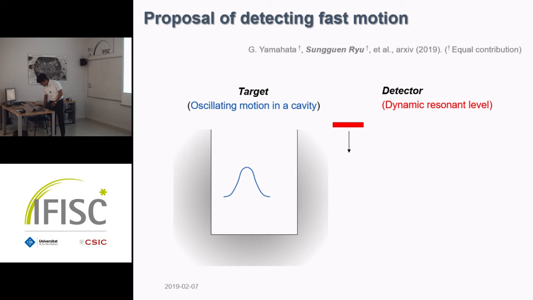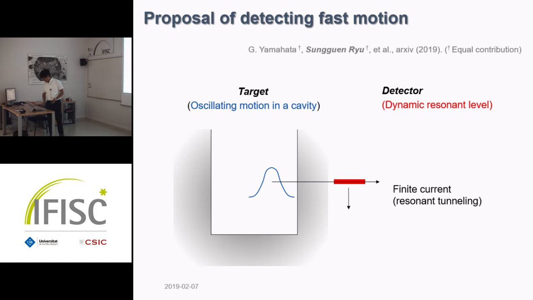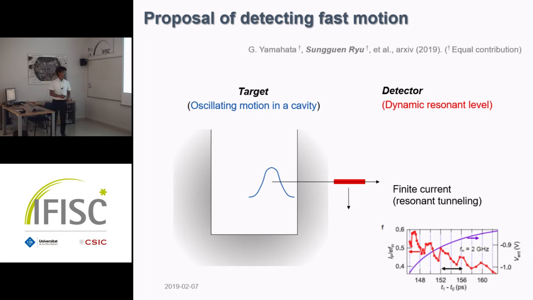So in this scheme, there is oscillation of the wave in the cavity, and we prepare another resonant level adjacent to this cavity, and we lower the resonant level. Then, because of the resonant level, this electron can escape only when the energy of this electron and the resonant level are aligned. Depending on the alignment time, depending on whether the packet is far away from the resonant level or close to it, there is current generated or not. So using this sensitivity, we can measure the current oscillations like this. And we found that the actual period of oscillation is around 3 to 4 picoseconds.